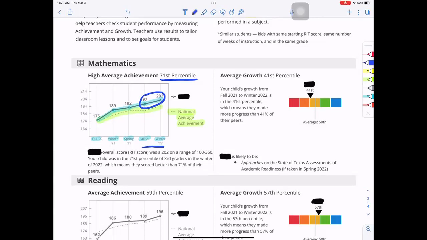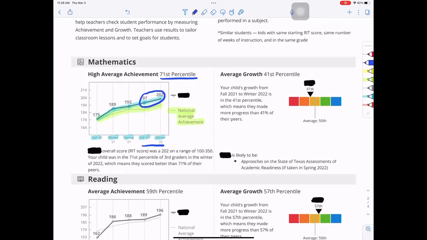On the growth, on the right side, it says 41st percentile. This is a little different, where the 71st percentile measures of all students across the grade level. The growth measures from one assessment to the next. So in this case, we measured this fall of this year to winter of this year. And when we talk about the average growth, we're looking at the student compared to all the other students that scored at the 197 level.